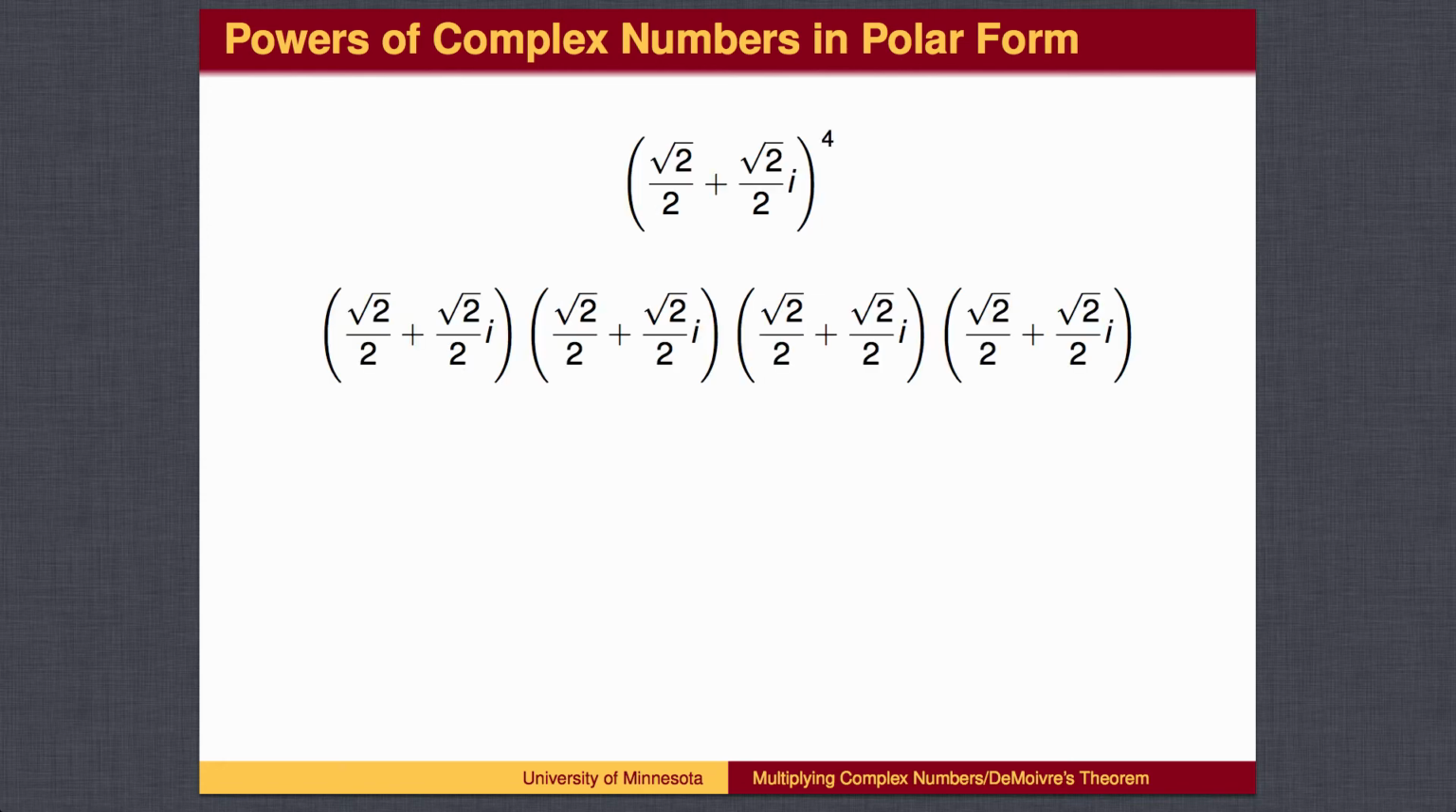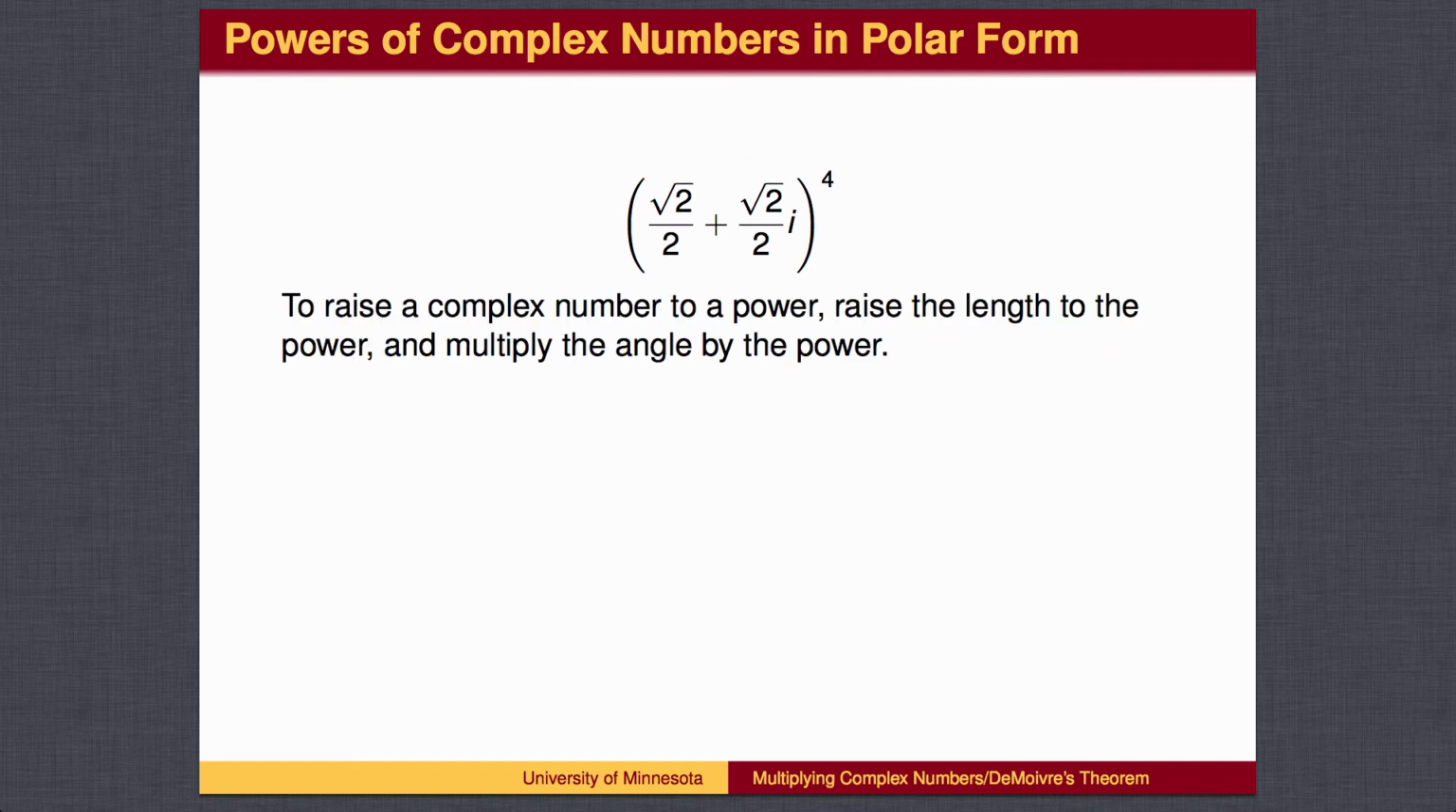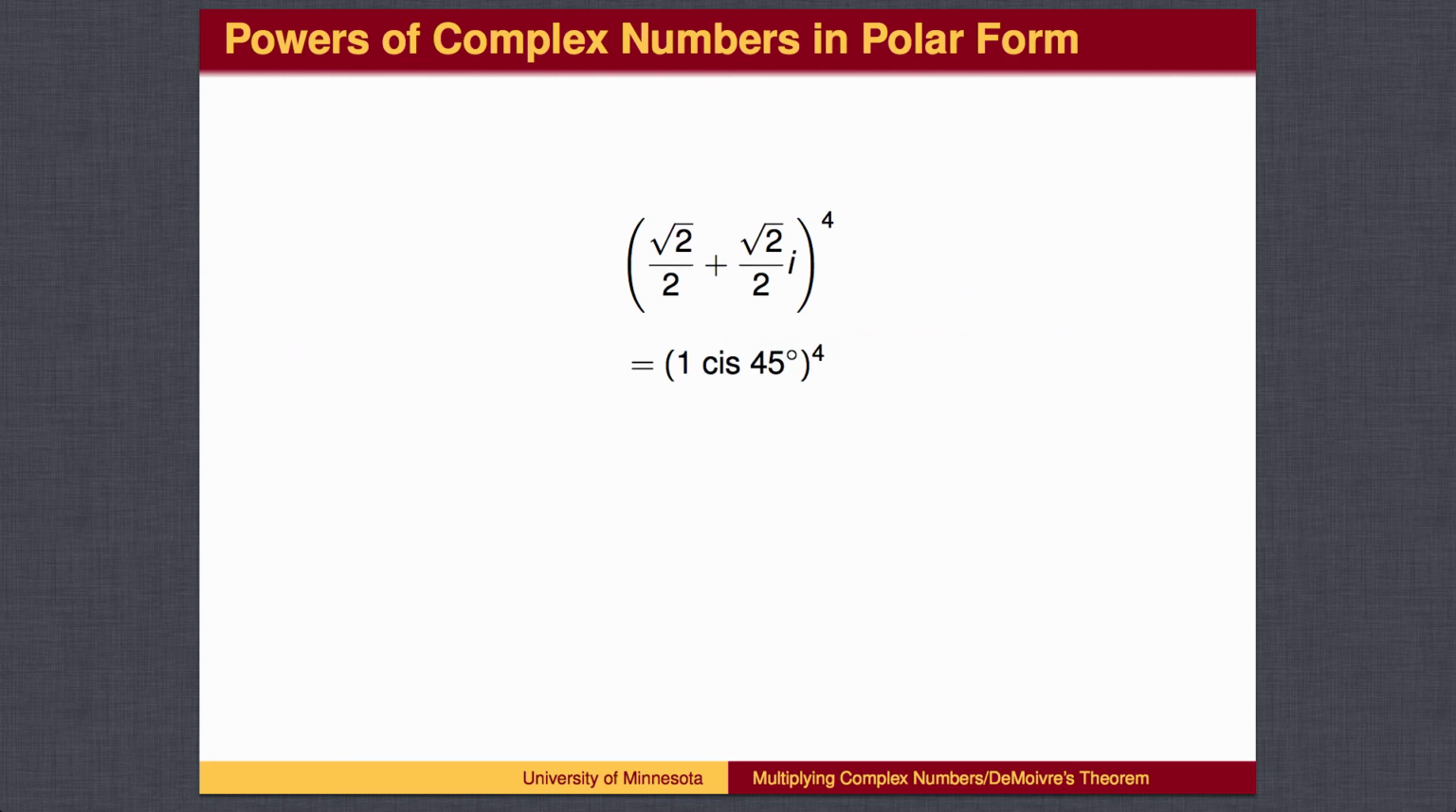One way to do this problem is to expand and FOIL. That's a lot of work. Let's try polar form instead. We need to repeat the multiplication 4 times, so we raise the length to the 4th power and add the angle to itself 4 times. That is, we multiply the angle by 4.